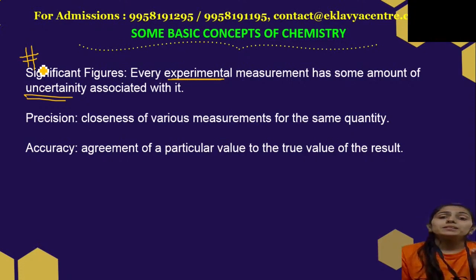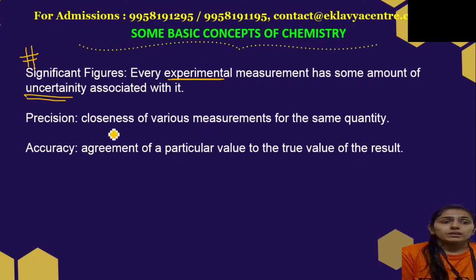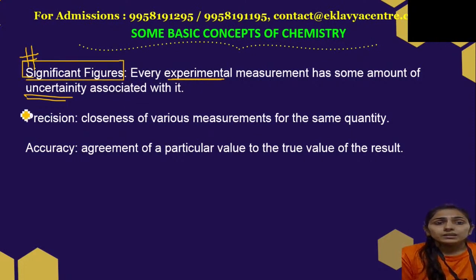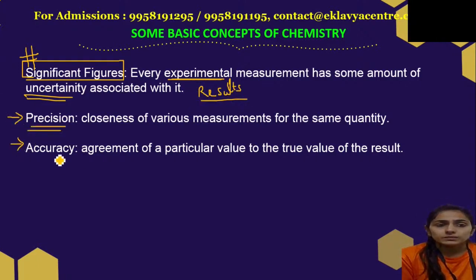Even if you are repeating the same experiment, there are very high chances that you will observe different results every time. So that is why we say every experimental measurement has some amount of uncertainty associated with it. So here the role of significant figures comes into play, right? In experimental results we have two things, precision and accuracy, which we have to study.